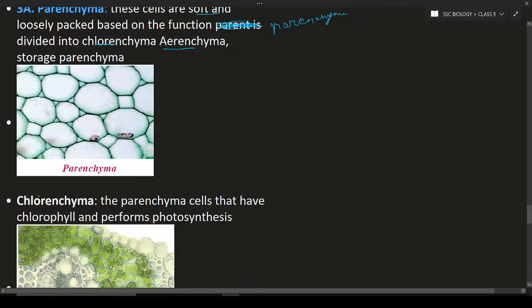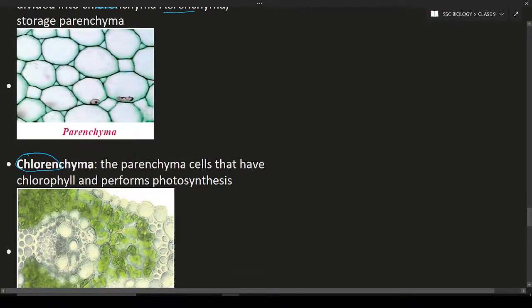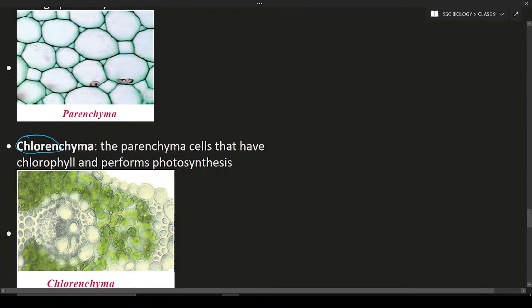So look at the word. The word itself is saying about it. Chloren means it is about the chlorophyll. So it is a description about the chlorophyll. So chlorophyll is present in this tissue, that is known as chlorenchyma. If you carefully observe, in this tissue they are green in color.